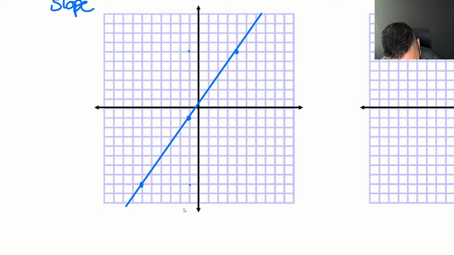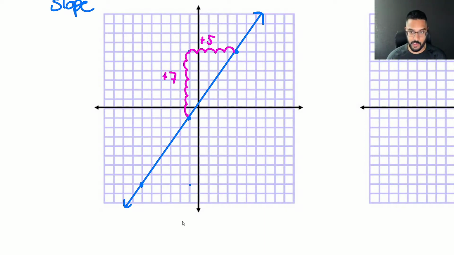So there we go, it should be a line that goes through them. Now, it is a line, so it should have arrows. And the reason why I kept those other points there is because if you were to actually count it out, 1, 2, 3, 4, 5, 6, you'd be going up 7, right 5 to get to your new point.